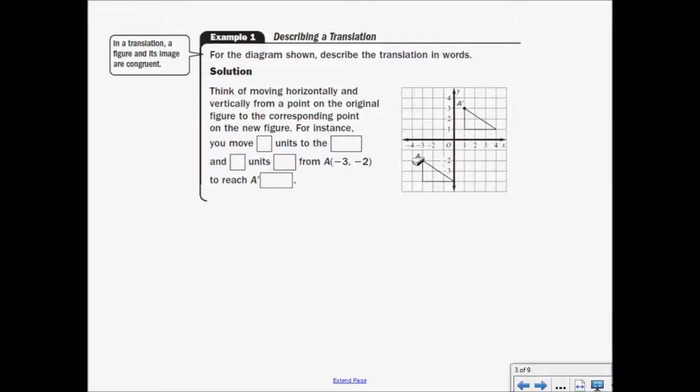For instance, to go from A to A prime, we move 1, 2, 3, 4 units to the right and 1, 2, 3, 4, 5 units up, from A at -3, -2 to reach A prime at 1, 3.